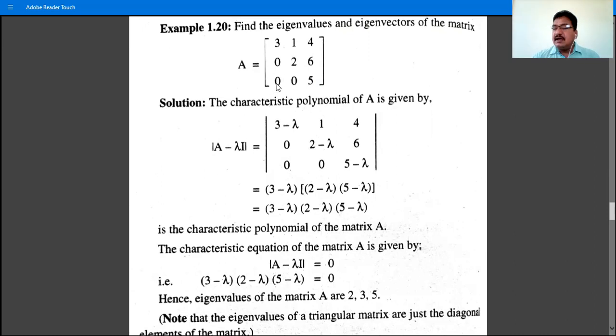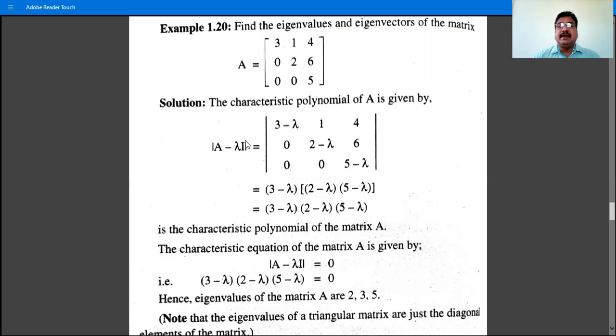That the eigenvalues of that matrix are its diagonal entries, that is, 3, 2, 5 are the eigenvalues of this matrix. So directly we can write these 3, 2, 5 or 2, 3, 5 as the eigenvalues of this matrix, or apply the usual procedure to find the eigenvalues.